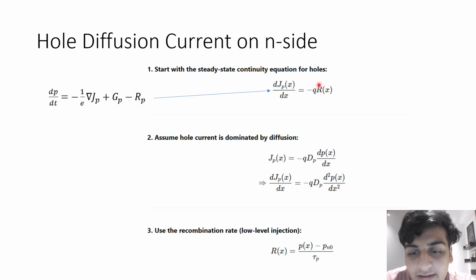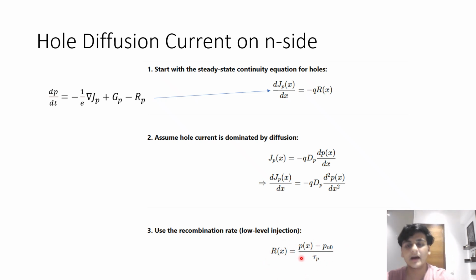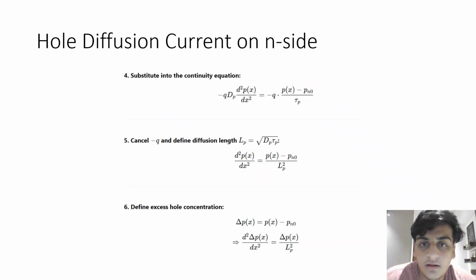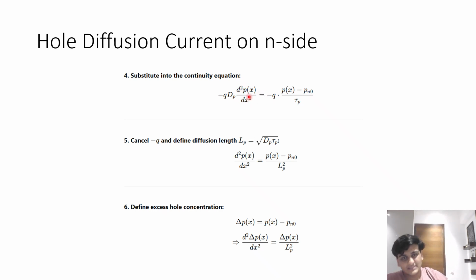Now we want to write recombination. We know that this recombination can be written as delta p by tau. This is something that we again saw when we spoke about recombination. So we are going to write that. We just equated both the dJ/dx, and now we get this differential equation of p(x), which is the hole concentration as a function of x.